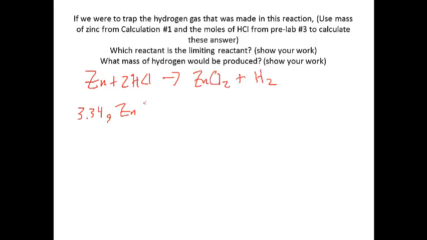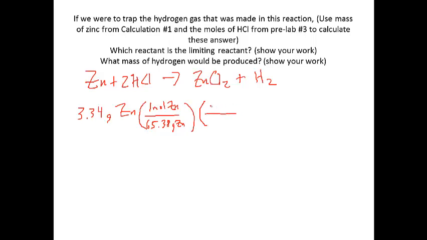So in my case, my 3.34 grams of zinc. Yours will obviously be a different number. I'm going to go to moles of zinc. Zinc has a molar mass of 65.38 grams. Go from moles of zinc.